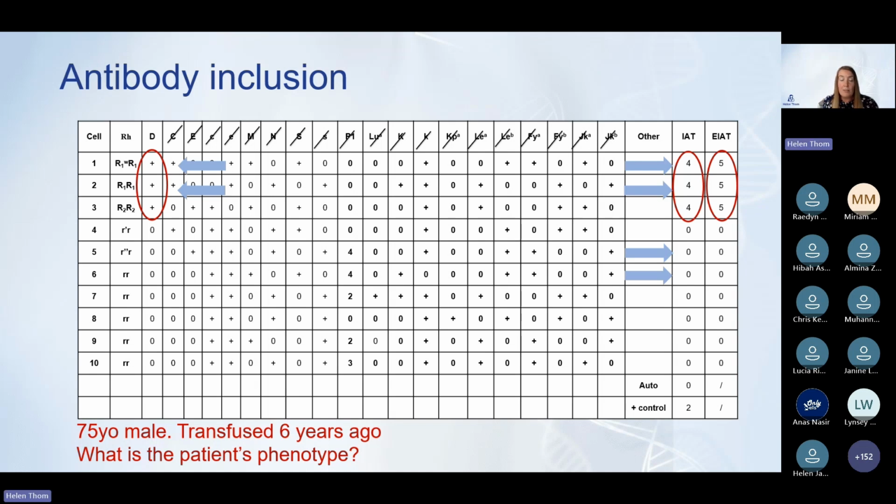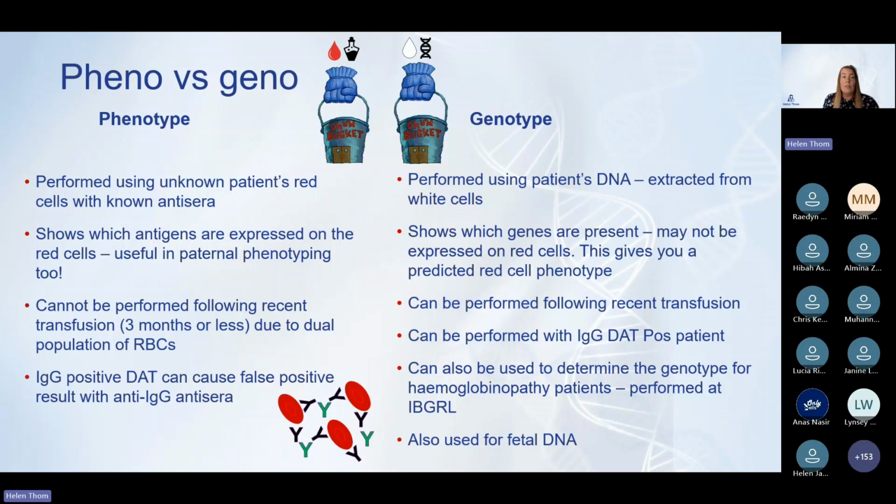So I've said the patient was transfused 6 years ago. So now I need to know what the phenotype is, because I need to know whether this is an allo or an auto antibody, because that's going to help you determine the clinical significance of your antibody. So now we're moving on to phenotyping, and I've included genotyping in this. I won't go into much detail about genotyping, but it's just to make you aware of what it is. So your phenotyping is performed using your unknown patient's red cells with known antisera. So this helps us to identify what antigens the patient has on their red cell.